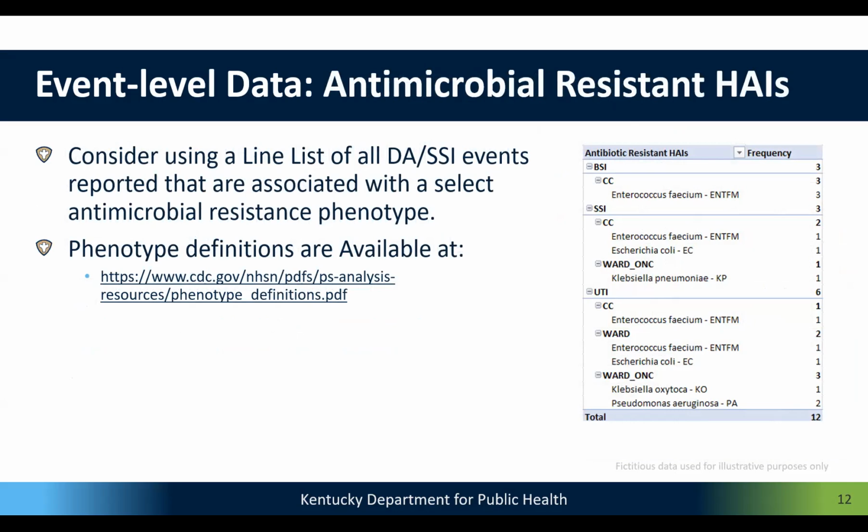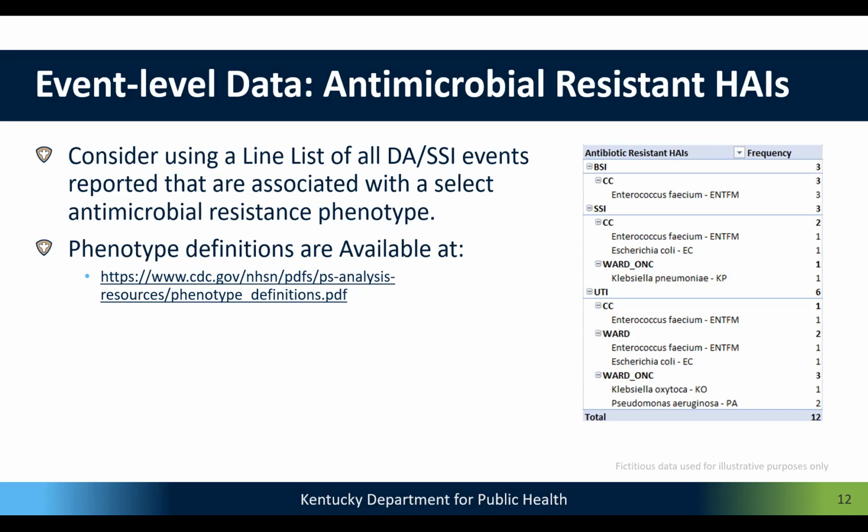Again, when dealing with event-level data in NHSN for healthcare-associated infections that involve antimicrobial resistance, it is crucial to apply a focused approach for these analyses. Consider creating a line list that compiles all device-associated infection and surgical site infection events that are associated with a particular antimicrobial resistance phenotype. This line list allows you to gather detailed information about each individual infection event that meets the criteria for the selected antimicrobial resistance phenotype. To facilitate this type of analysis, you could refer to the phenotype definitions provided by CDC.